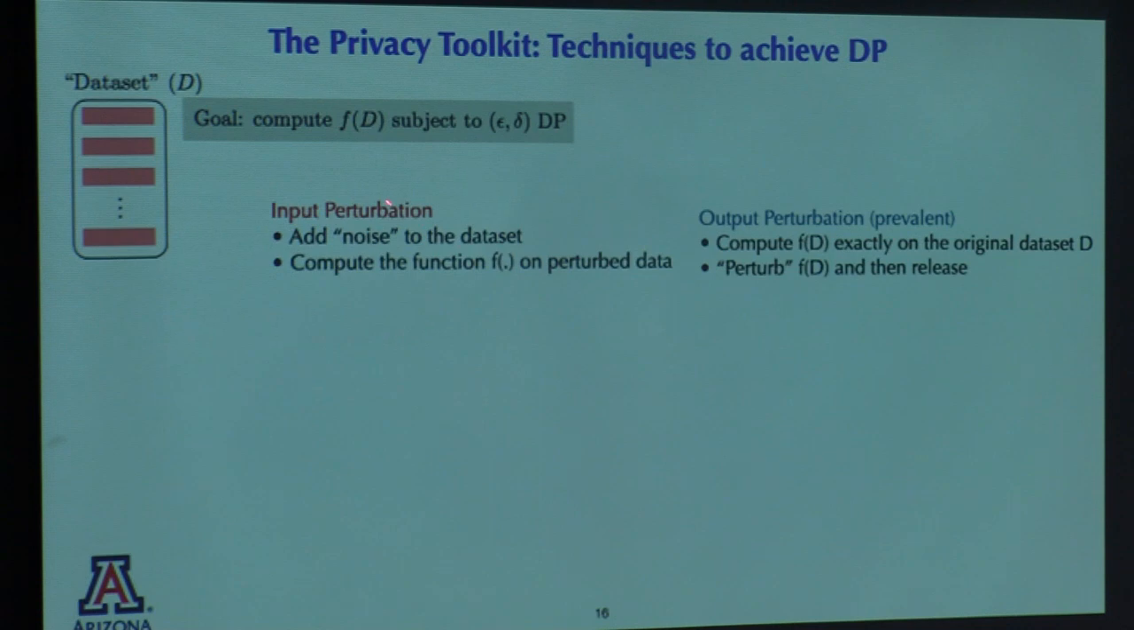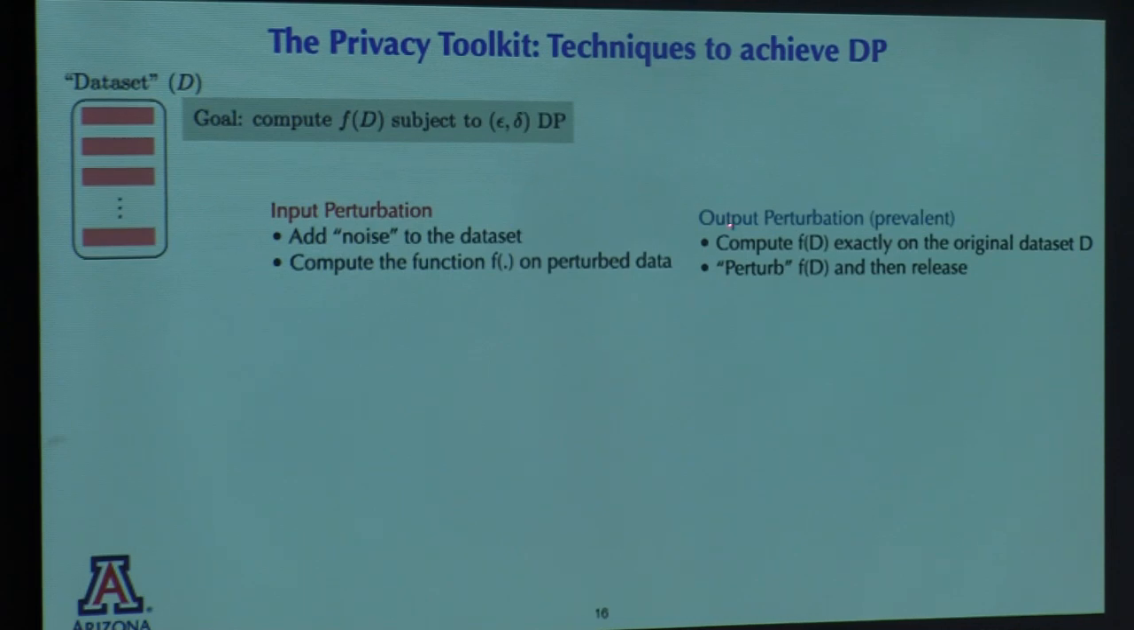So what is input perturbation? You add noise to the data set itself. So for every entry you add noise. Somehow the amount of noise you add better satisfy your privacy budget in the privacy notion. Once you do that, then you are in some sense free of privacy constraints. You have a noisy data set, then you do whatever you want. There is something called the post-processing property of privacy. And then you compute the function f on perturbed data. Of course, this is very general purpose. It's not adapted to the type of function f that you want to compute on the data set.